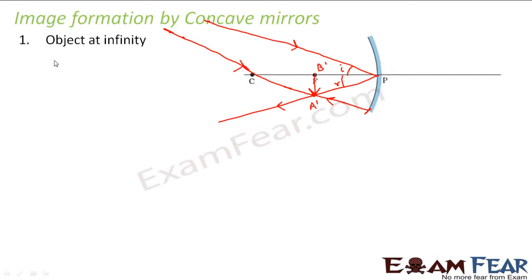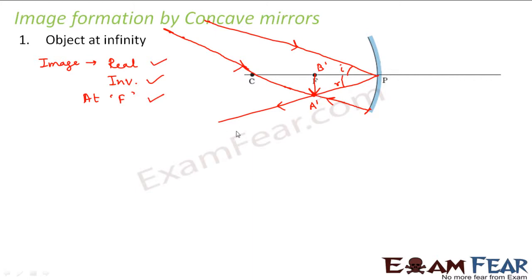And what are the other properties of the image? What else do we notice about the image? The image is real, right? Because it is formed at a point where the reflected rays actually meet. So the image is real. The image is inverted, which is very clearly visible. What is the location of the image? The image is located at the principal focus, at F.